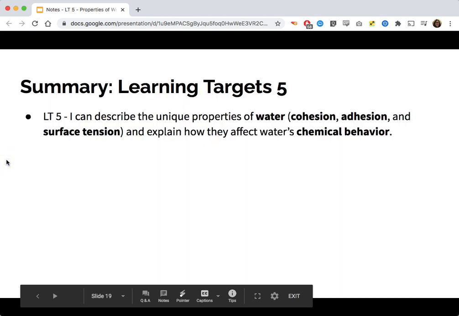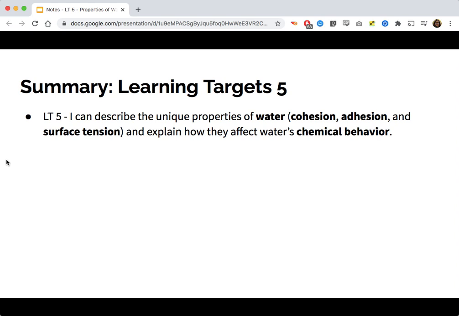So in your notes, please summarize your learning. Your learning was about Learning Target 5. I can describe the unique properties of water, including cohesion, adhesion, and surface tension, and explain how they affect water's chemical behavior.